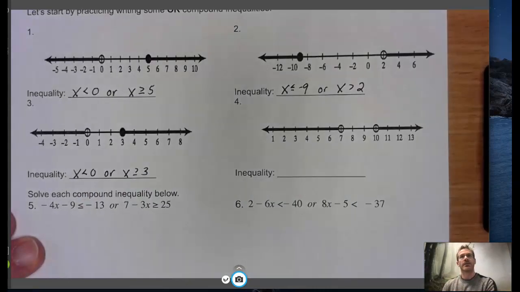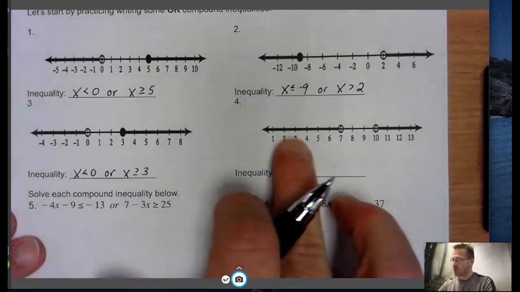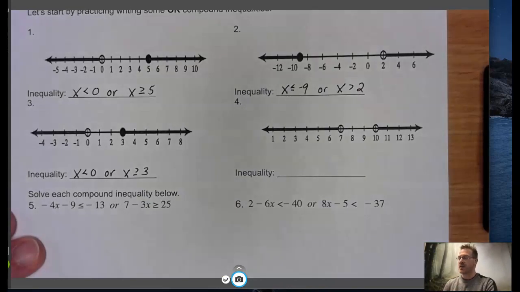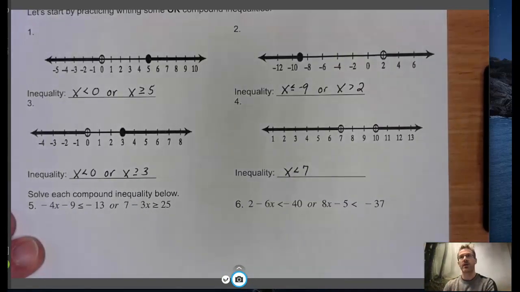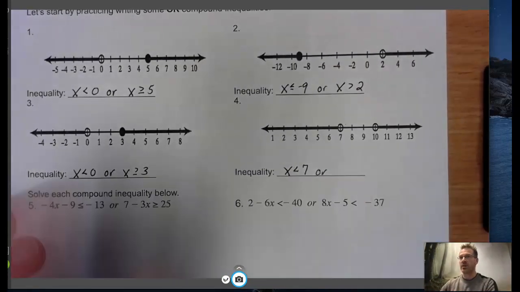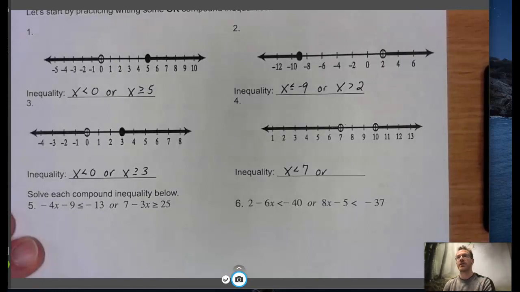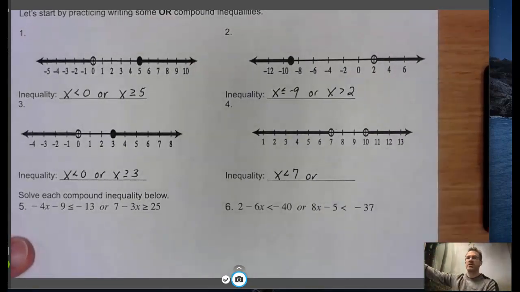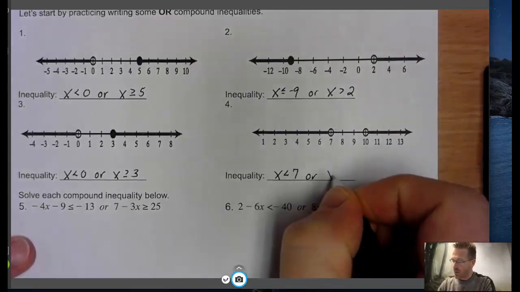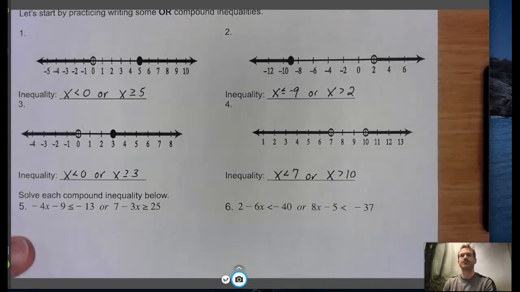All right, and then we look at number 4. Once again, if I just look at the left side, we have an anchor at 7. I want all the numbers less than 7, to the left of 7, so that would be x is less than 7, open circle there, right? Or we could tap some of the numbers on the right side. So when I look at that, my anchor is 10, and I want 11, 12, 13, 14, any of those numbers out to the right. So if I'm going to the right, those numbers are all bigger or greater than, or x can be greater than 10. All right, so that's all we're doing.